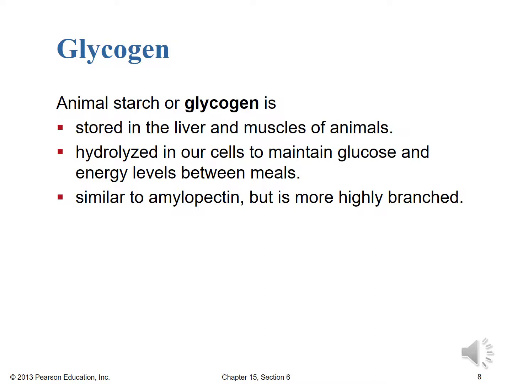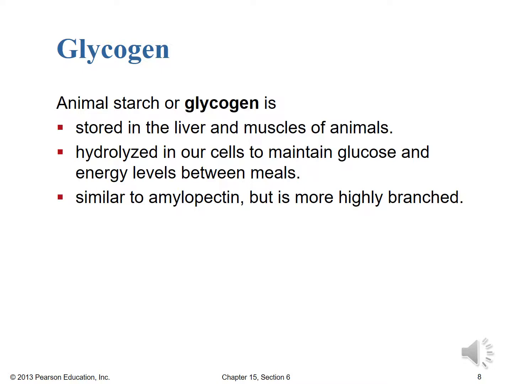So moving away from the plant starches, which are a combination of amylose and amylopectin, animal starch, or glycogen, as it's more commonly known, is stored in the liver and muscles of animals. So it's hydrolyzed in our cells to maintain glucose and energy levels between meals. This is why, although some of us like to eat constantly, we don't have to, because we do have that ability to store at least some of our glucose in this glycogen form. If we have more glucose, then it goes into fat storage.